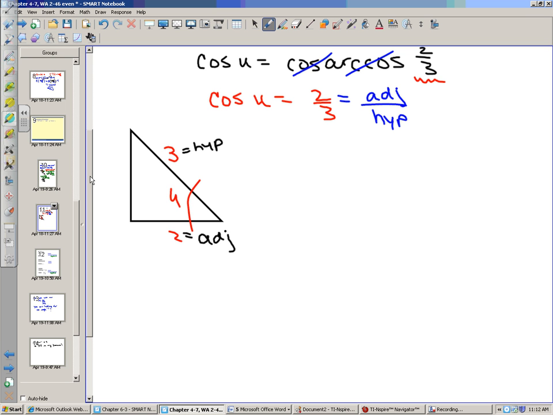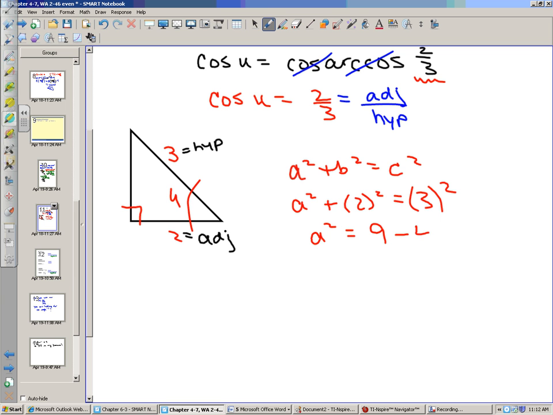So how do I find my other side? Pythagorean theorem. This is a right triangle, so all I have to do is a squared plus b squared is equal to c squared. So a squared plus 2 squared is equal to 3 squared. A squared is equal to 9 minus 4. So a is equal to the square root of 5. Do we understand that, yes or no? So now I know this.